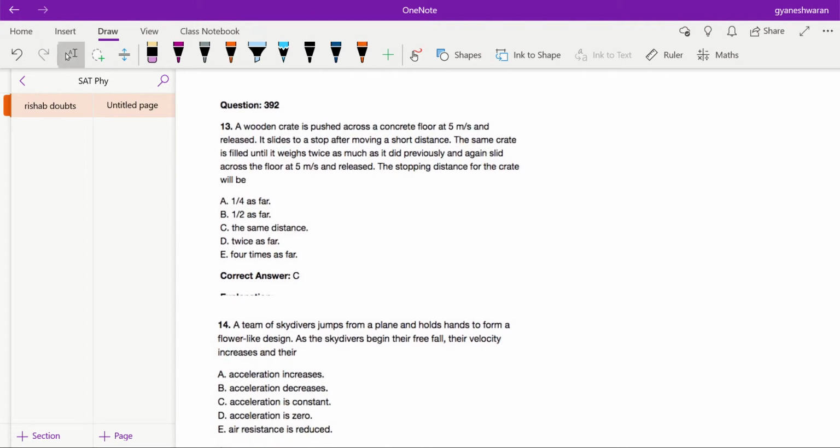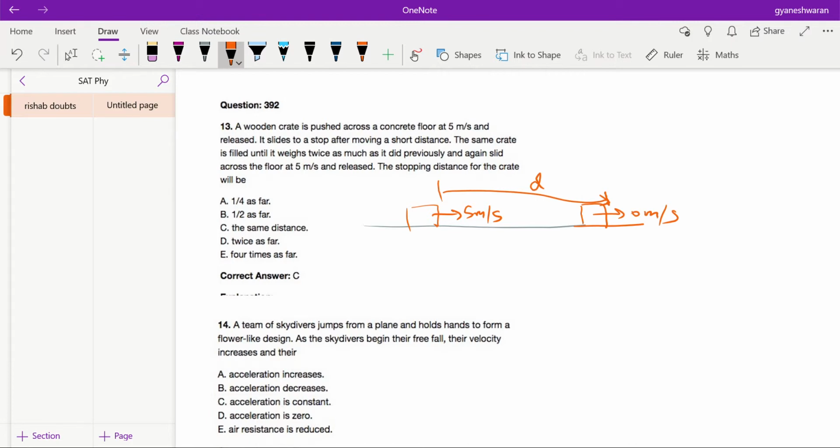In this question it says a wooden crate is pushed across a concrete floor at 5 meters per second. So let's visualize it. Let us say this is a concrete floor and this is a wooden crate, and it is pushed at 5 meters per second. So it slides to a stop after moving a short distance. Let us say it comes to rest here. So now the speed is 0 meters per second and the distance moved is d.